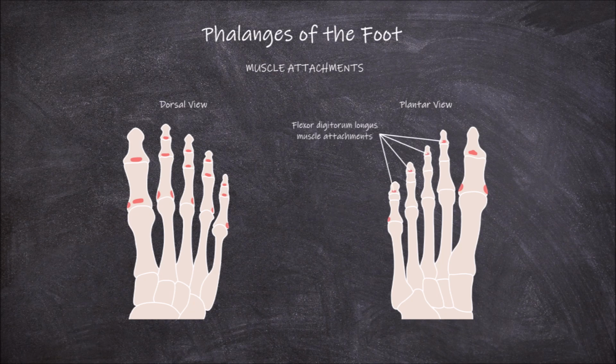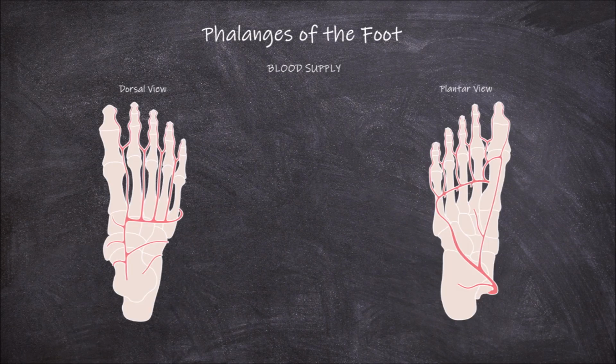The flexor digitorum longus muscle attaches onto the plantar surface of the base of the distal phalanges of digits 2 through 5. The flexor digitorum brevis muscle attaches on the sides of the plantar surface of the middle phalanges of digits 2 through 5. And finally, the plantar interossi muscles attach onto the medial surfaces of the proximal phalanges of digits 3 through 5. What about blood supply to these bones?